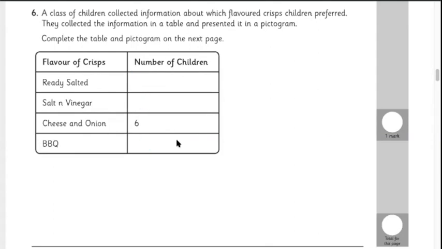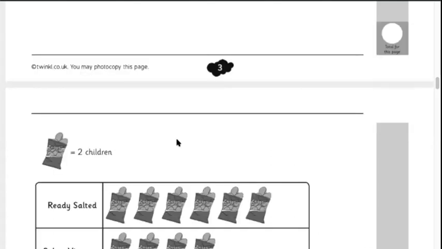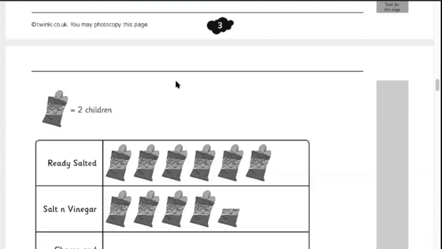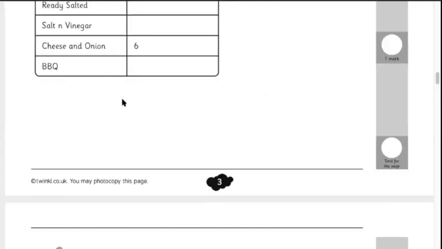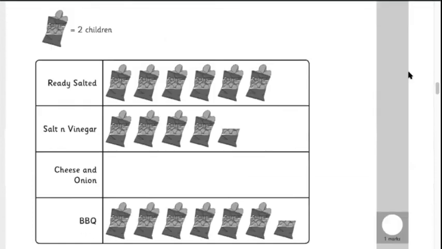Okay. Now our pictogram, we need to remember there are 6 people that said yes to cheese and onion. We have to draw the packets of crisps here to get the right answer. So there were 6 cheese and onions. Each packet is 2 children. So Tobin, how many packets of crisps am I going to need to draw? 3. 3, you are correct.